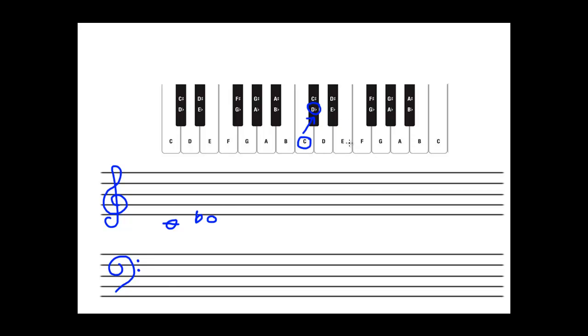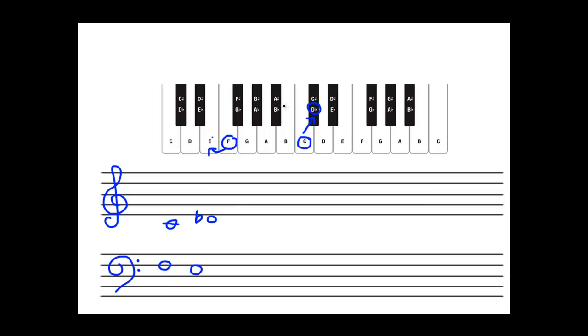So let's look at another example. Let's start on an F, and we're going to go down a diatonic semitone. So if we start on an F and we go down a diatonic semitone, the note we're going to write in is an E. We go down the semitone and we change the note name.